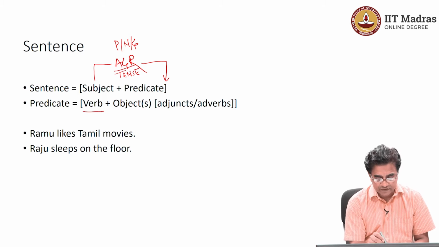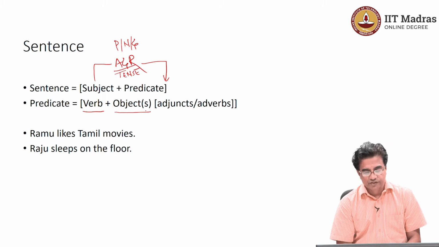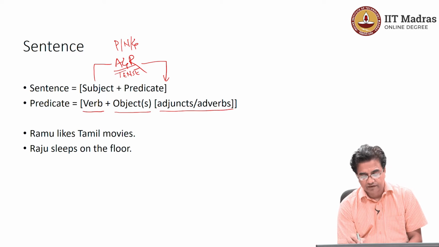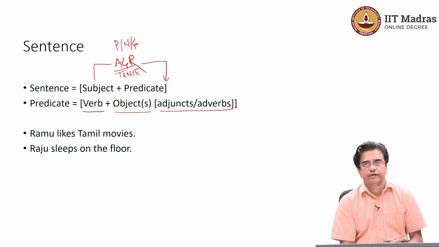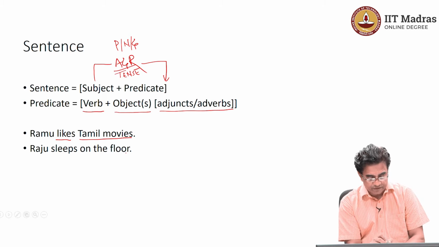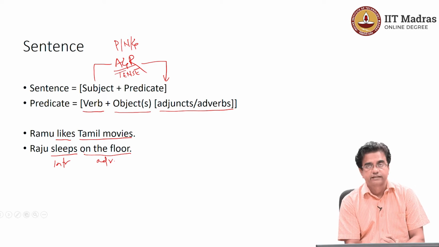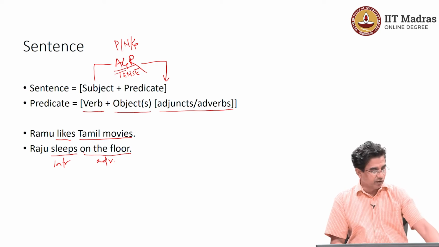Then, verbs have sometimes objects and sometimes they don't have. Likewise, we have adjuncts or we don't have adjuncts at times. So, when we say sentences like Raju likes Tamil movies, Tamil movies is the object of the transitive verb like, and Raju sleeps on the floor. Sleep is an intransitive verb, but on the floor is just an adverb. And this sentence does not have an object in it.